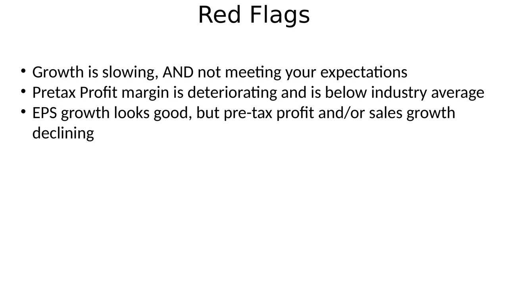Okay, there are some red flags to look at. Growth is slowing and not meeting your expectations. That's a red flag. Pre-tax profit margin is deteriorating and it's below the industry average. That is a red flag. EPS growth looks good, but pre-tax profit and/or sales growth declining. You want to know why sales is declining but the EPS is going up. Are they making that look good so that you'll hang on? That's something you need to look at.